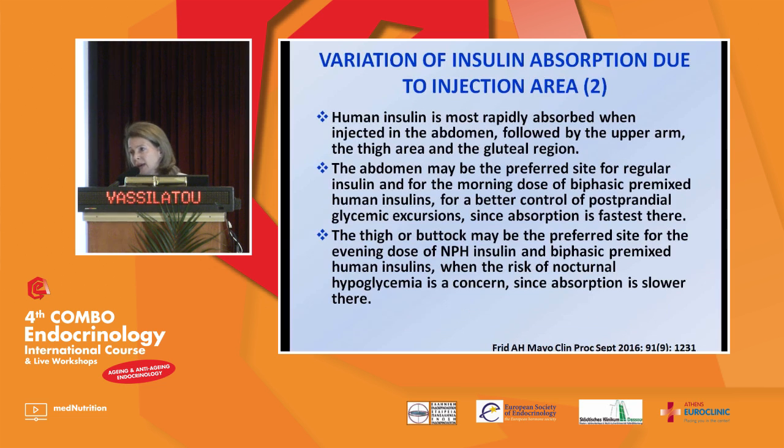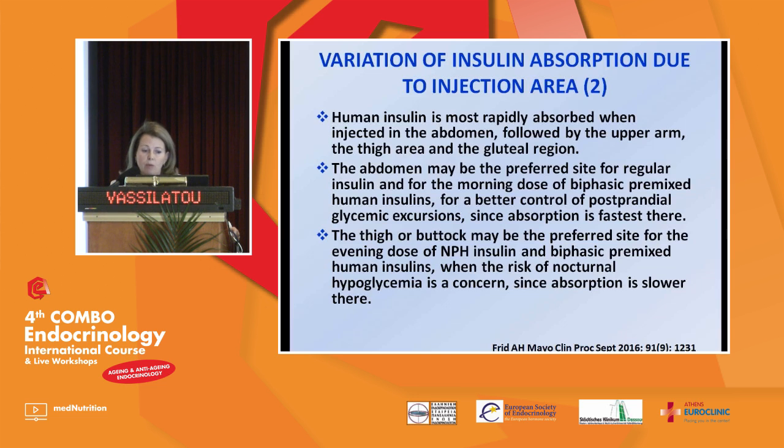Injection area may affect the absorption of insulin, and it is known that human insulin is more rapidly absorbed when injected in the abdomen, followed by the upper arm, the thigh area, and the gluteal region. This has practical implications because the abdomen may be the preferred site for regular insulin and for the morning dose of biphasic premixed human insulins for a better control of postprandial glycemic excursions, since absorption is fastest there.